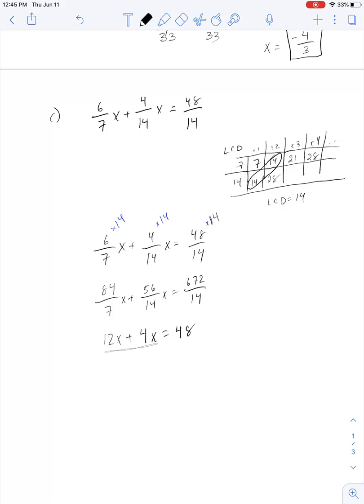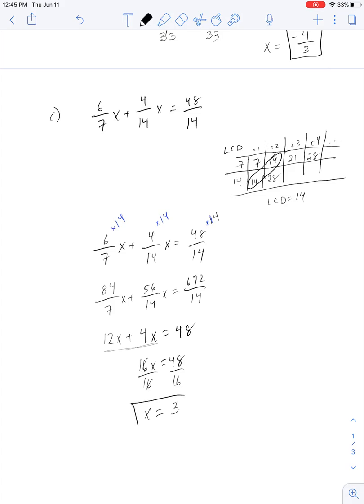Okay, 12x plus 4x, we combine those, we get 16x equals 48. Your last step then is to divide each side by 16, and it gives us a nice answer of 3. So anytime an equation has fractions, we can always do that. Makes it really nice to work with.